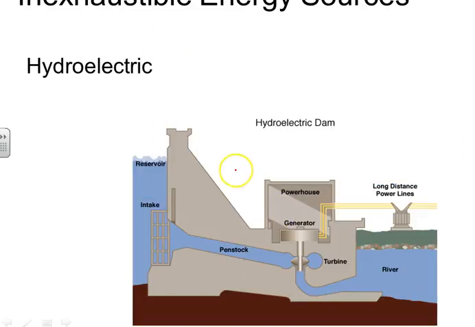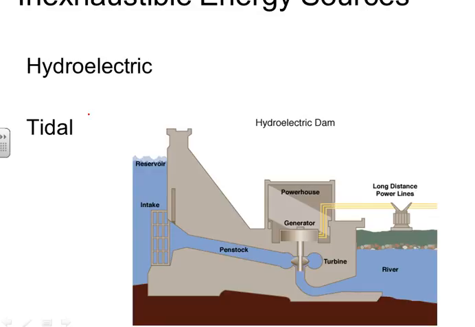In hydroelectric energy sources, we've got water stored high behind a dam. It flows downhill due to gravitational potential energy. As it does that, its flowing is transmitted to a turbine, which is going to turn a generator, which generates electricity to send out through long-distance power lines through the power grid.